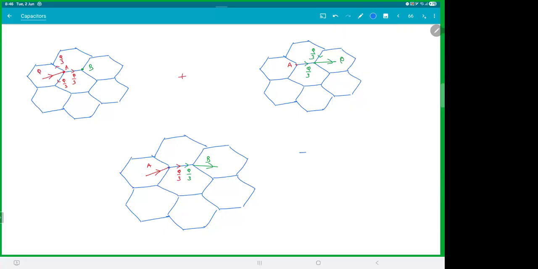That means between A and B, this was A, and this was B, and this was C. The charge on this capacitor was 2Q by 3. So 2Q by 3 is equal to capacitance into VA minus VB. But C equivalent is defined as the total charge going through the battery. The total charge to the battery was Q. You're getting it? Battery is giving Q. In that, this one branch itself is taking 2/3 of the charge. Q by VA minus VB, which is 3C by 2.